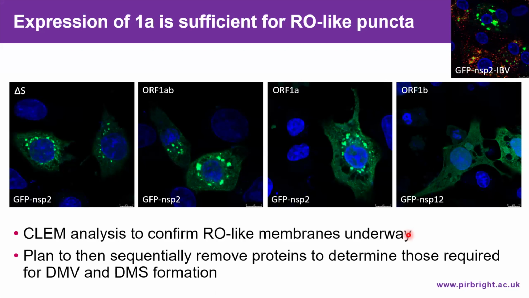This is proving somewhat tricky. However, we're hoping that we've got an approach that will work shortly. After we've done that, we'll then sequentially remove proteins from ORF1a so that we can work out which protein or which NSPs are required for DMV and spherule formation. Hopefully we can get each of them individually, and then we'll be able to tease apart function of those structures.